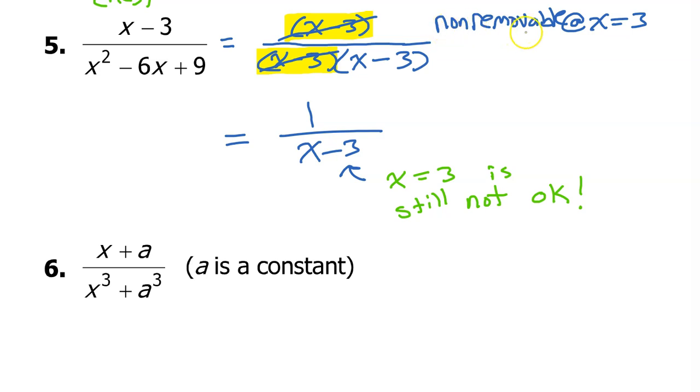So why is this non-removable? Think about it. When we canceled out the x minus 3's, did we really remove the discontinuity? No, x equals 3 is still not okay. This is what is left behind after we cancel out the x minus 3's. But if we were to allow x to be equal to 3, we would still get a 0 denominator. So because x equals 3 is still not allowed, it is a non-removable discontinuity. We did not, in fact, remove the discontinuity.